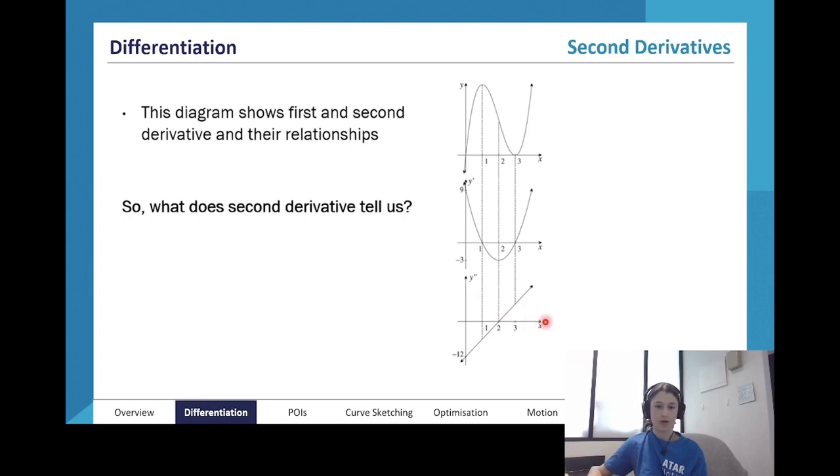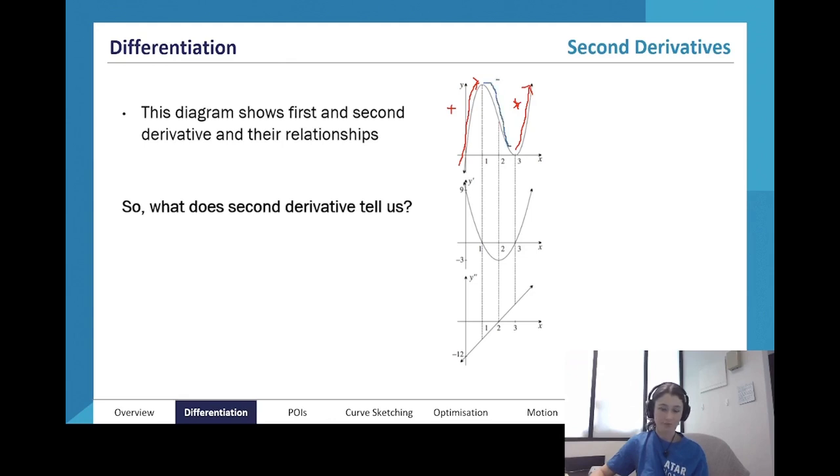As you can see here, this is a visual representation of what we've been going over so far. The curve here, I'll draw it in for you guys. The curve in this section has a positive gradient because it is increasing. And then also here, it has a positive gradient. But in this middle section down here, it has a negative gradient because it is decreasing.